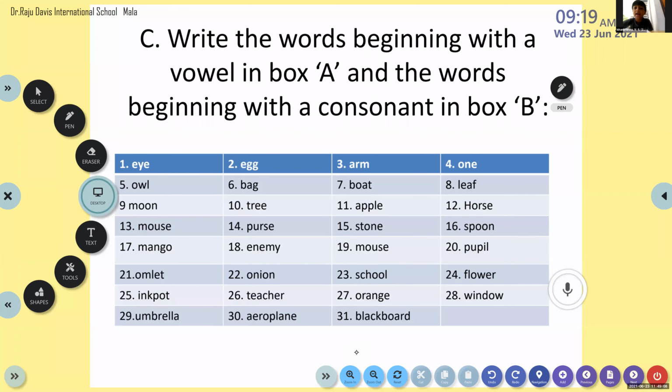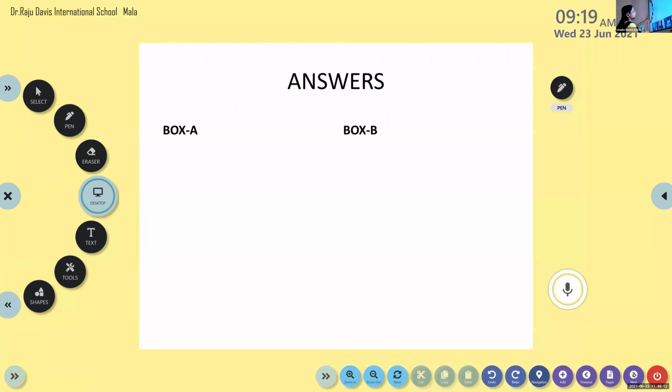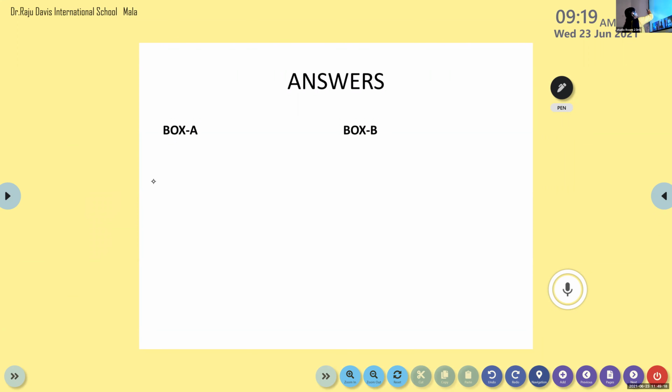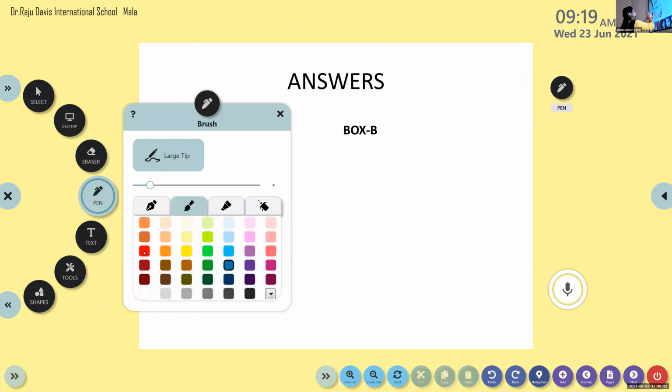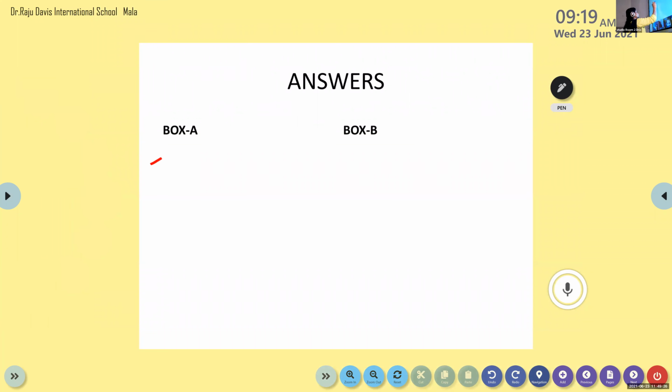I. Box A. Very good, he gave the answer also. I should be written in box A. So in box A, I has to be written. Ma'am is going to write I in red ink. We'll write all the words in box A with red ink. All of you please write it. I in box A. Ishan, very good.